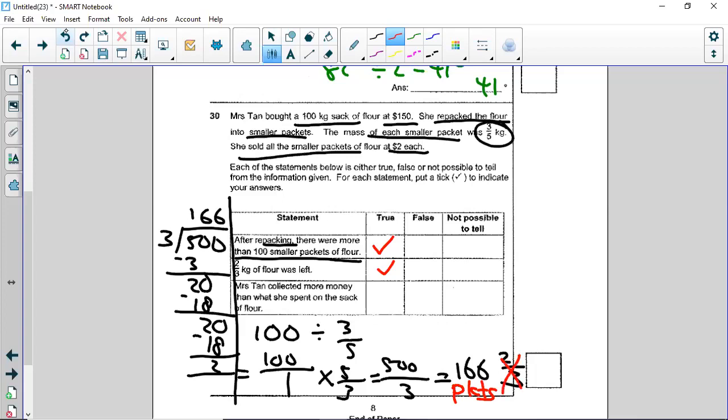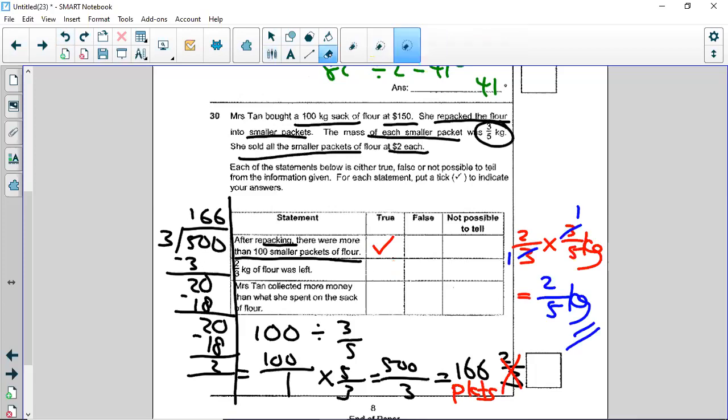And how do you get the leftover? You take the 2/3 shortcut. Take the 2/3 and multiply by what is one small packet. What is one small packet? Shortcut to get the leftover. So you cancel, divide by 3, and divide by 3, and 2 times 1 is 2, 1 times 5 is 5, and the leftover is this. This is the leftover. So it's not true, it's false.